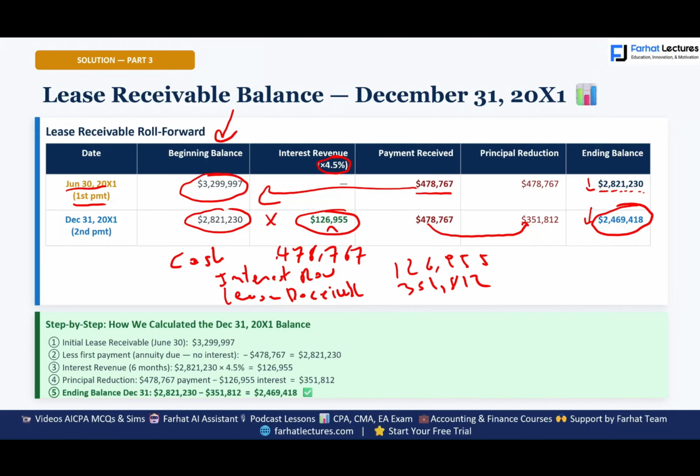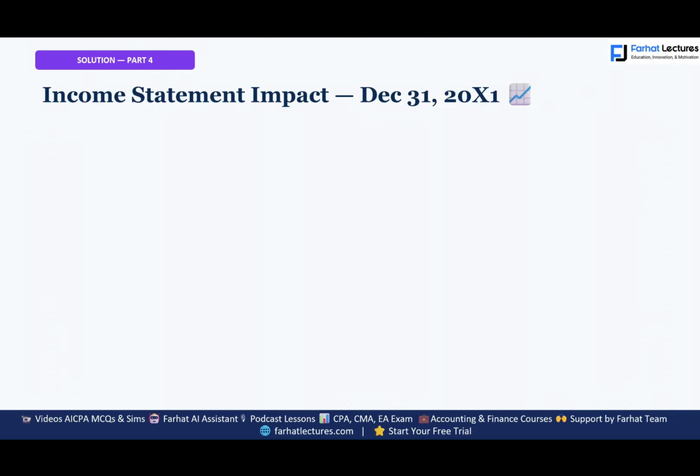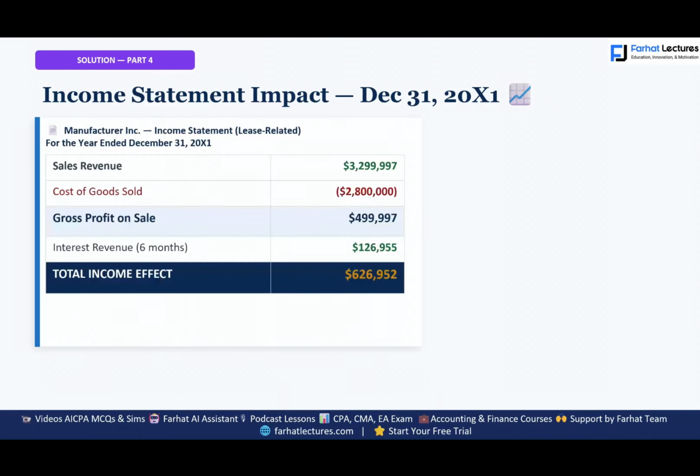Now, you might be asked, what's the balance as of December 31st, X1? This is the balance. You might be asked, what's the balance as of June 30th, X2? Then you have to make another payment, split the payment between interest and principal, reduce the principal, and you will be asked for that. You might be asked, what is the effect on the income statement for year X1? And this is what we will discuss next. What's the income statement impact as of December 31st, year X1? Because you could be asked that question as well.